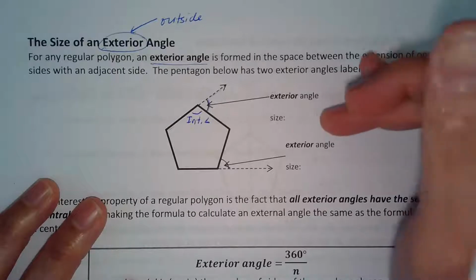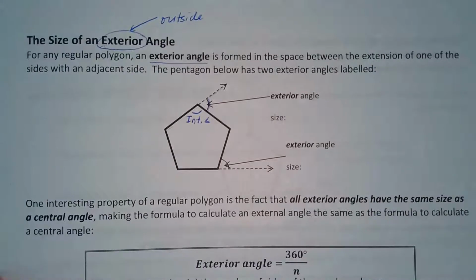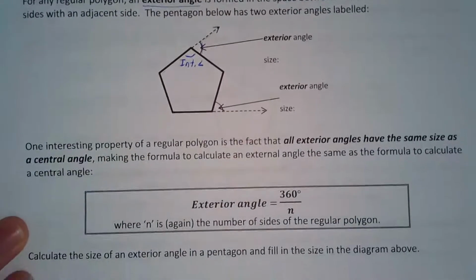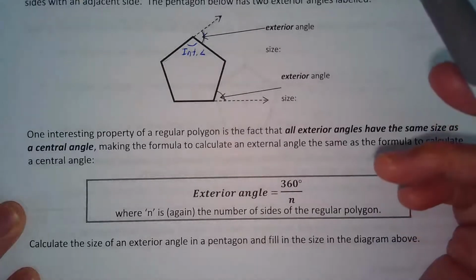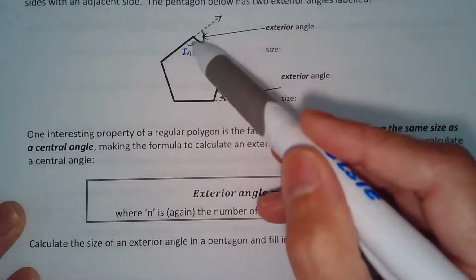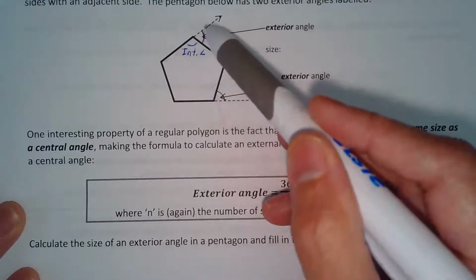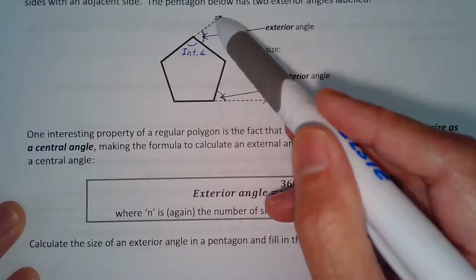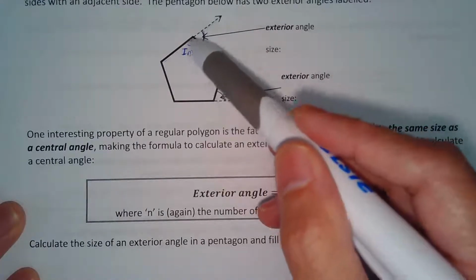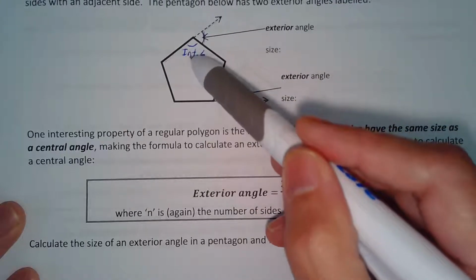This is really interesting, we can look at it in two different ways. We can look at the fact that, hey, this is a straight line. This is a straight line. And the straight line forms a 180 degree, so supplementary angles. So if you know the interior angle, you can figure this out.